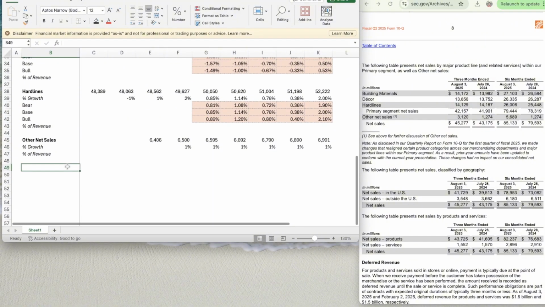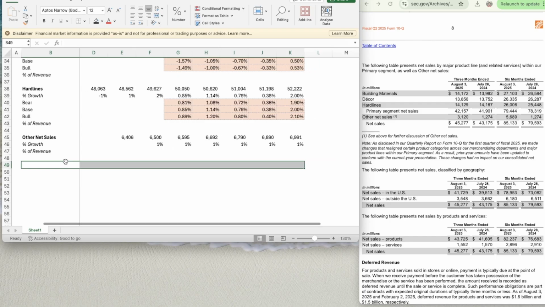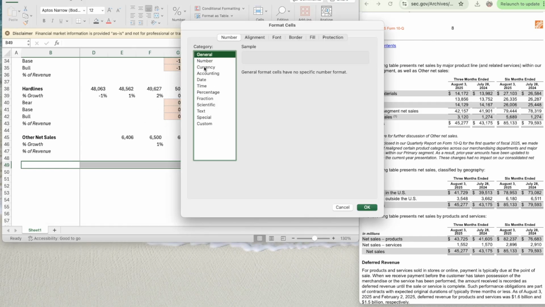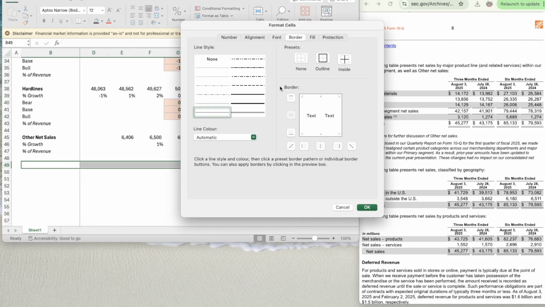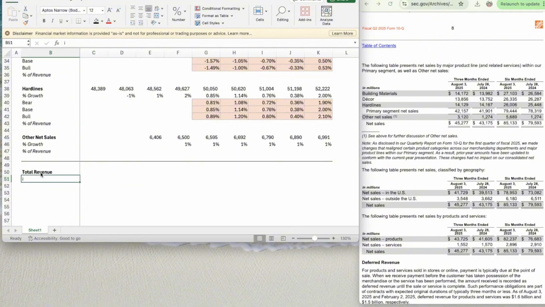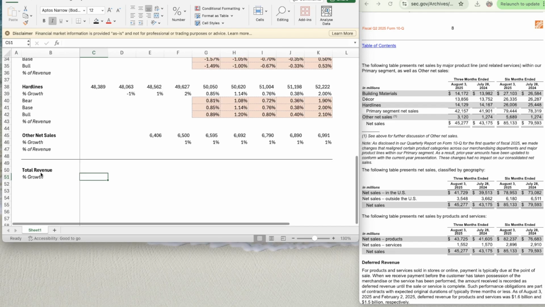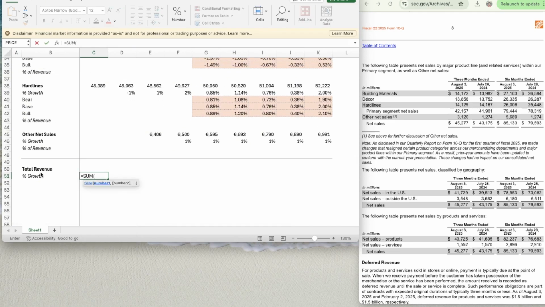Perfect. Okay, let's put a line in here to get the total revenue. Need a border just on the top. Here we go. Total revenue. Bold it. Percentage growth. Italicize. Okay. So equals sum.